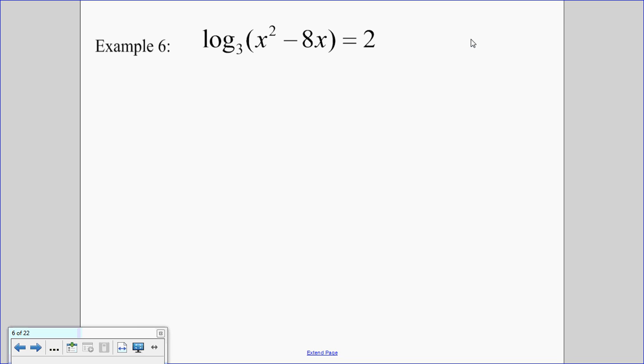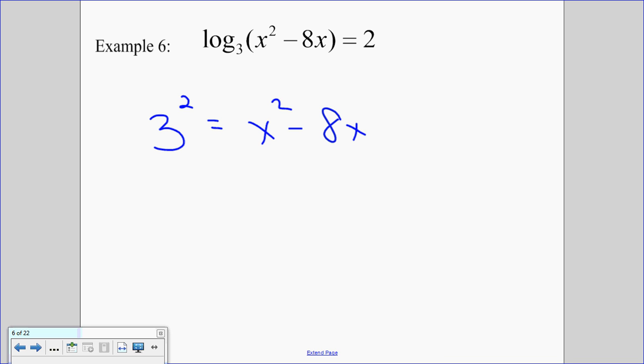So how is this one different than any one we've seen? There's no, very good. There's no Klingons here. Woo. No Klingons. Most of the time, they're going to try to throw a Klingon you got to get rid of. But I'm ready to jump in exponential form. We can do it because there's no Klingon. So the base is 3. The power is 2. 3 to the second is the x squared minus 8x.